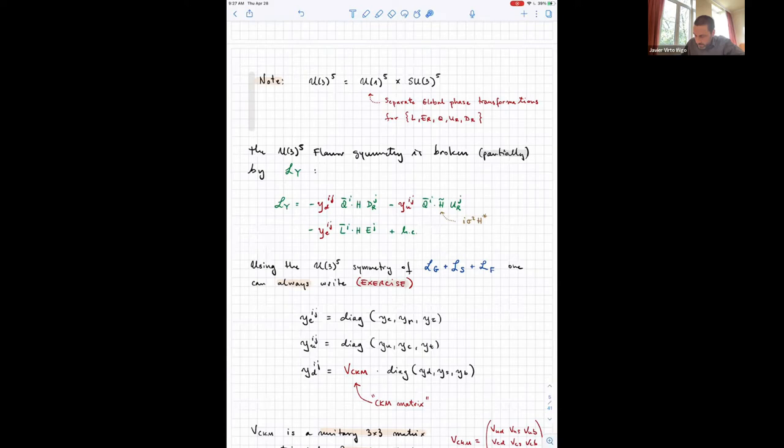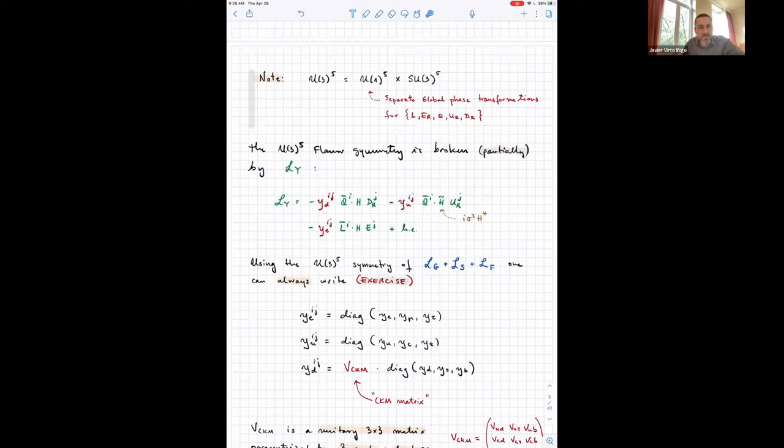Okay. And this has no flavors. This breaks the full flavor symmetry, not the whole thing, but this is not symmetric under the full flavor group. And this is easy to see, because if you transform this differently from this, then this whole term is not invariant anymore. Okay.